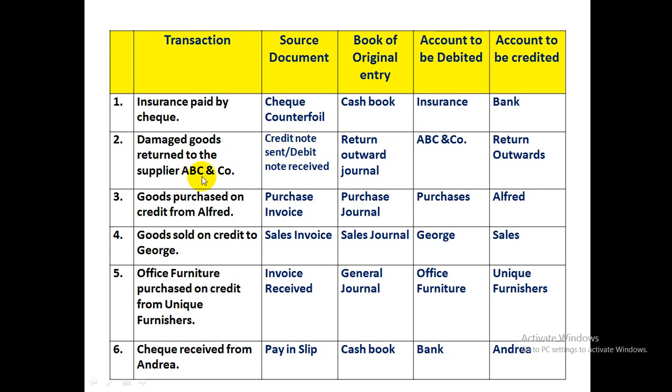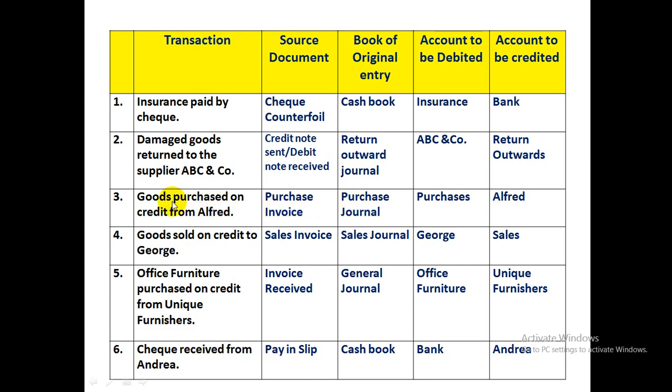Account to be debited will be the trade payable account of ABC and Company. Account to be credited is the return outwards account. Transaction 3. Goods purchased on credit from Alfred. Mr. Alfred has sold us goods on credit. We can know about the purchases from the purchase invoice.